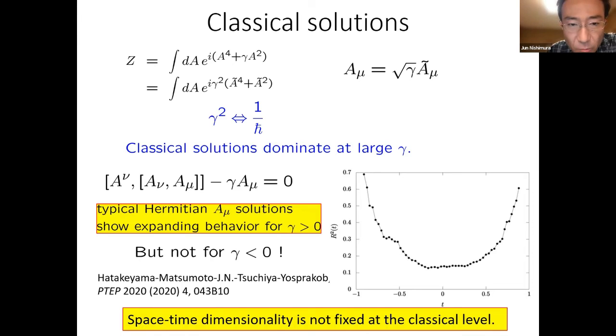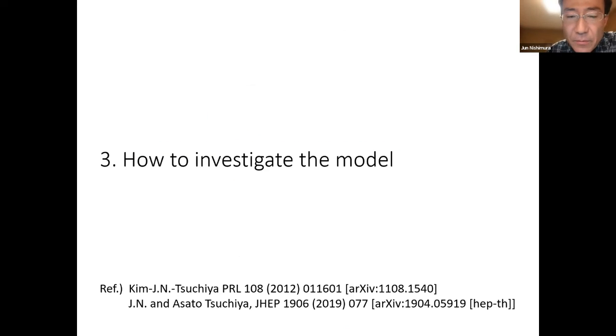But anyway, when we find these classical solutions, the space-time dimensionality is not fixed at the classical level. So we obtain, for instance, 3 + 1 dimensional space-time, but we also get 2 + 1, 1 + 1, or 5 + 1 as well. So this is not fixed at the classical level, but I'm going to show you that this is fixed at the quantum level.